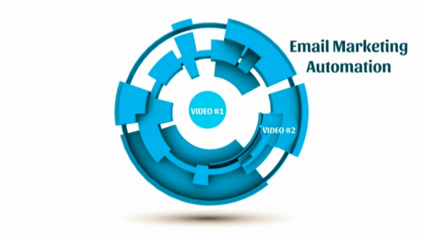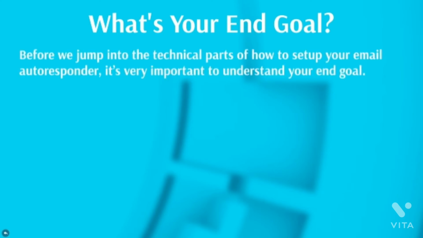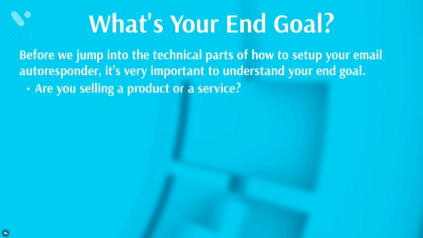This is video number 2, and we're going to dive right in and talk about what your end goal is. Before we jump in and talk about the technical parts of how to set up your email autoresponder series, it's really important to understand your end goal. Like, how many different ways and opportunities do you have to profit, right? Unless you really understand at least a little bit of your plan, jumping in like everybody else to just build a list is not going to be productive at the end of the day, right?